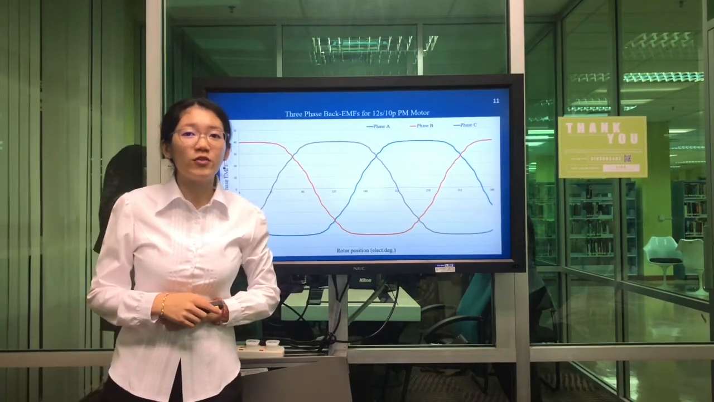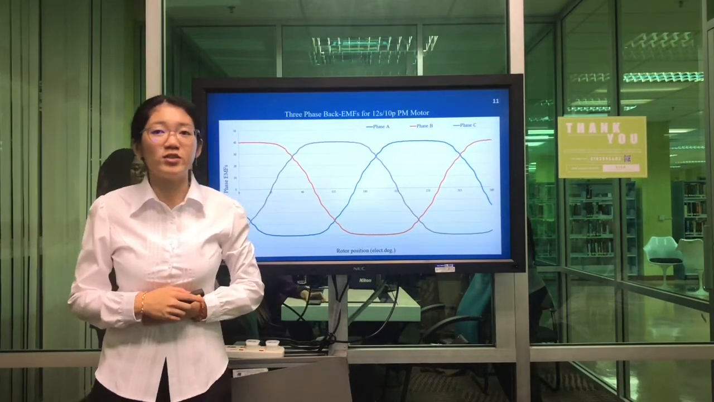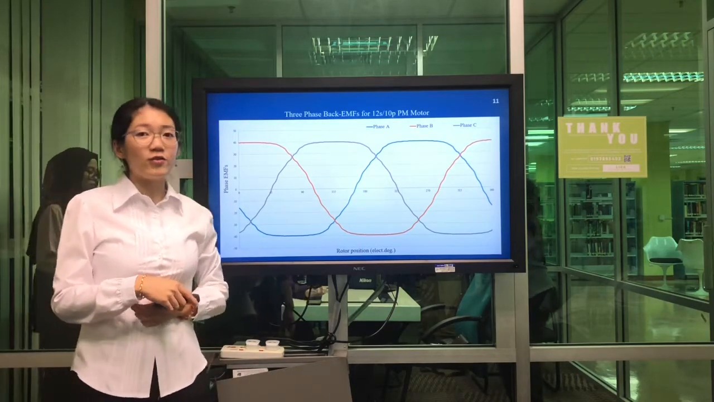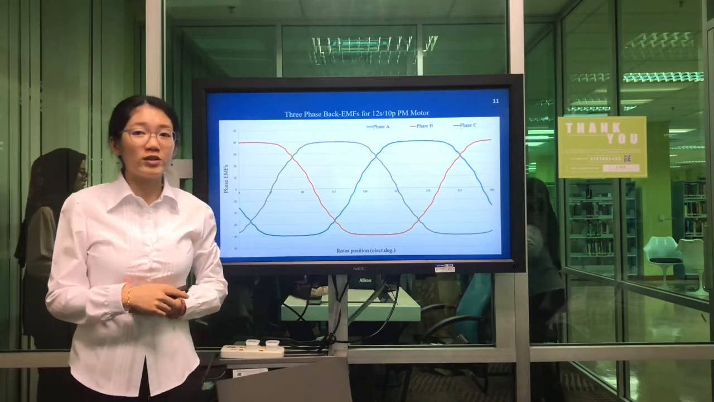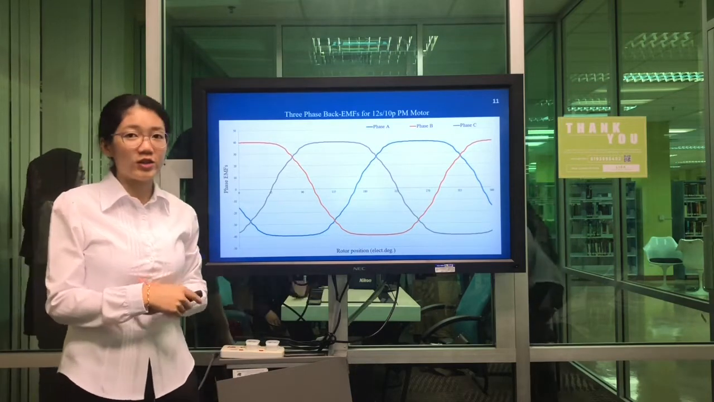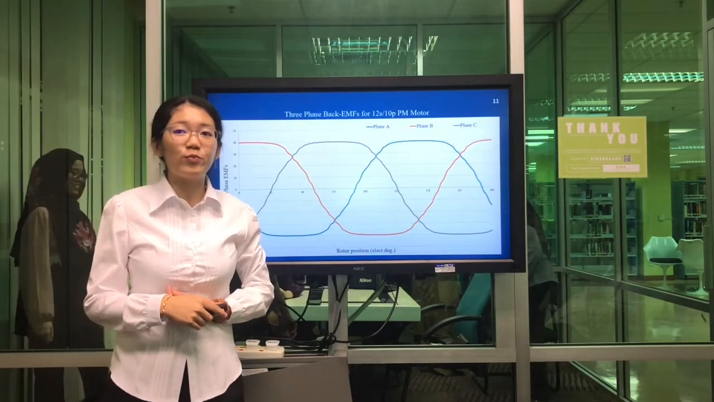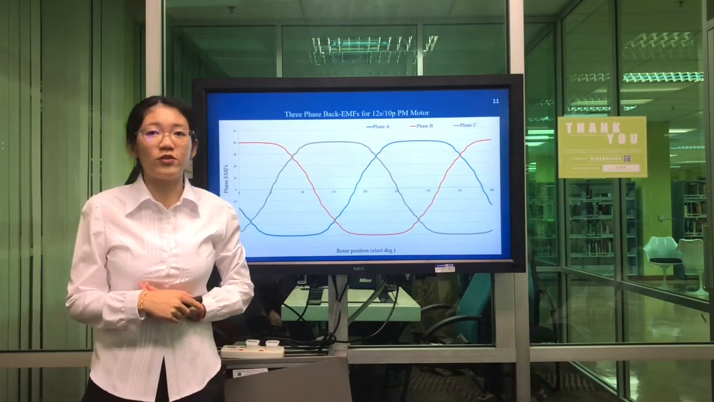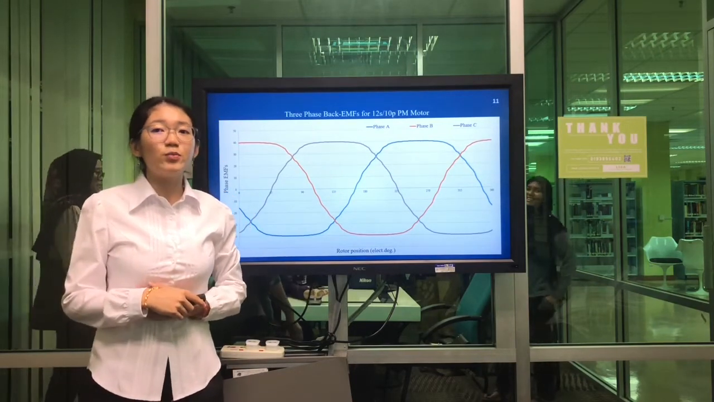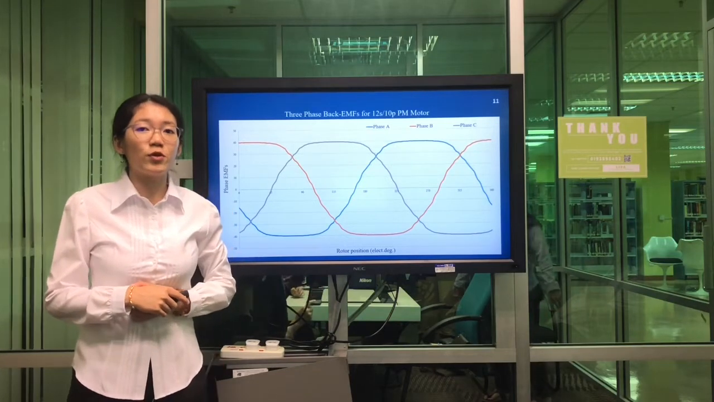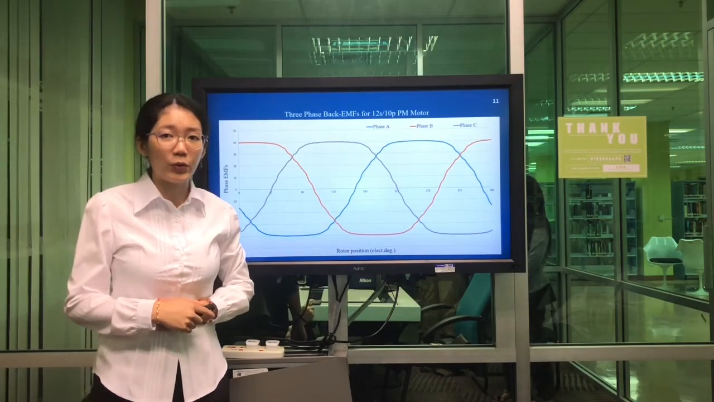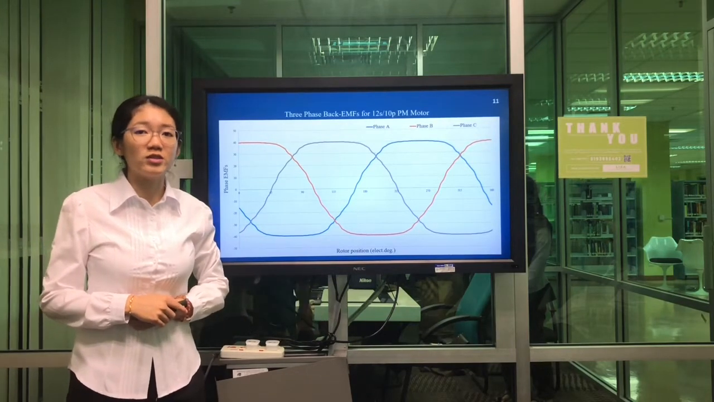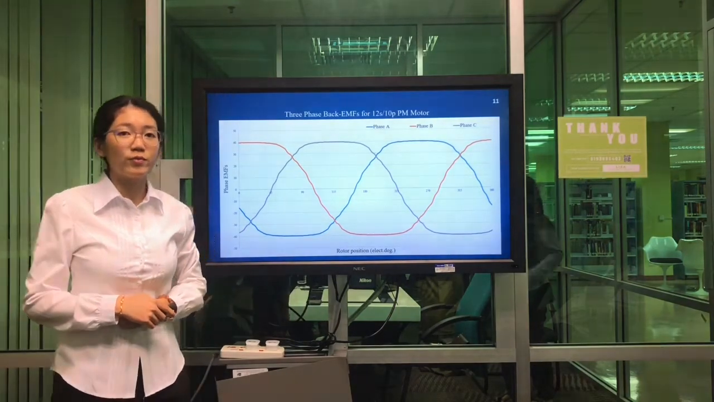Lastly, the three-phase back EMF graph is presented in this slide. We can see that these three different phases are 120 degrees out of phase from each other. The back EMF will be present when the magnetic field interacts with the electric field in the stator. This back EMF is related to the performance of the permanent magnet motor, where low ripples in the back EMF indicate higher performance in the permanent magnet motor.